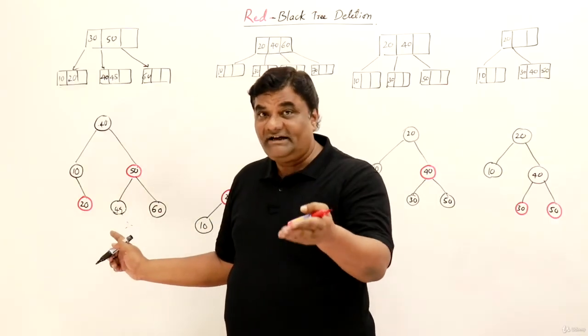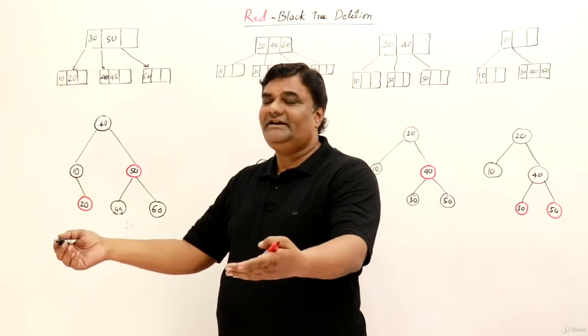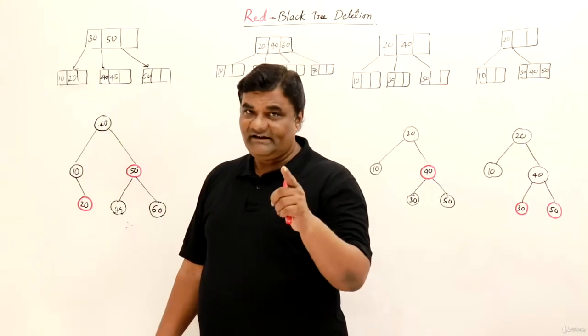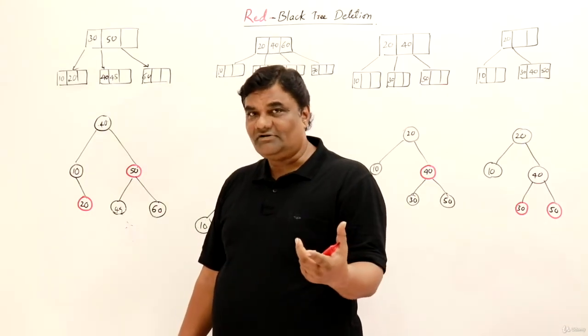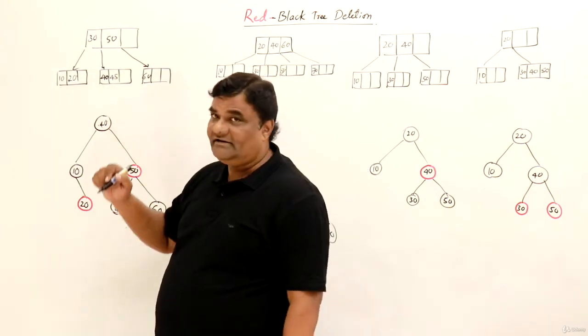40 was black, but it was having a red child, so the red child became black. So if you are deleting a black node and it is having a red child, then the red child will take its place and it will become a black node. So let us see the same thing here.